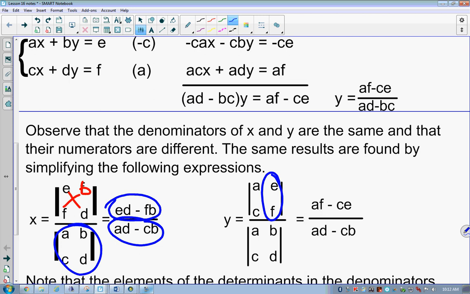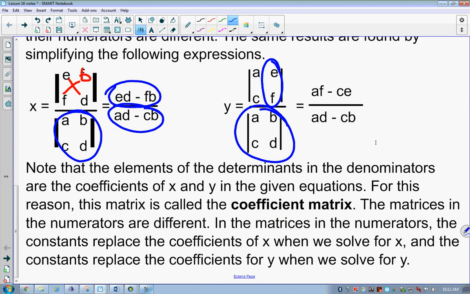Now, what you should notice is that the denominator never changes. In Cramer's rule the denominator never changes. Okay, it will be those four numbers on the left-hand side of the equal sign. All right. And that's what they explain down here. Note that the elements of the determinants in the denominators are the coefficients of x and y in the given equations. For this reason, this matrix is called the coefficient matrix. That's what they're talking about here and here. Those are the coefficient matrices.